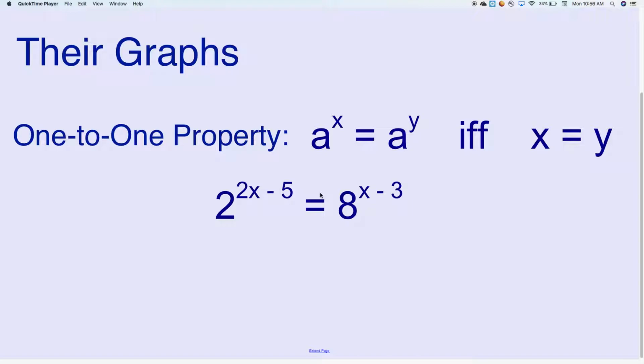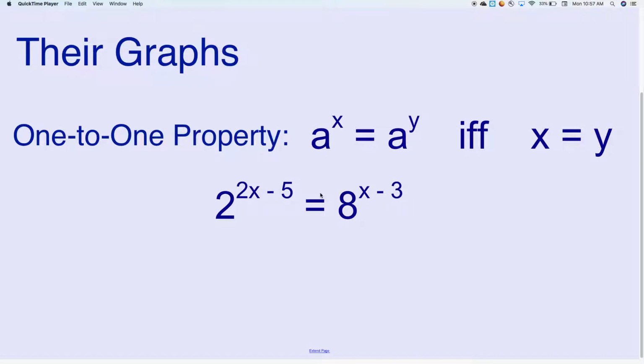If you have a to the x set equal to a to the y, the only way those things will ever be equal if they both have base a is if they have the same exponent. So we say that's true if and only if x is equal to y, the exponents are equal. So if you have an equation where you have an exponent on the left and an exponent on the right, what you would like to do is have the same base so that you can apply the one-to-one property and say that the exponents are equal to each other.